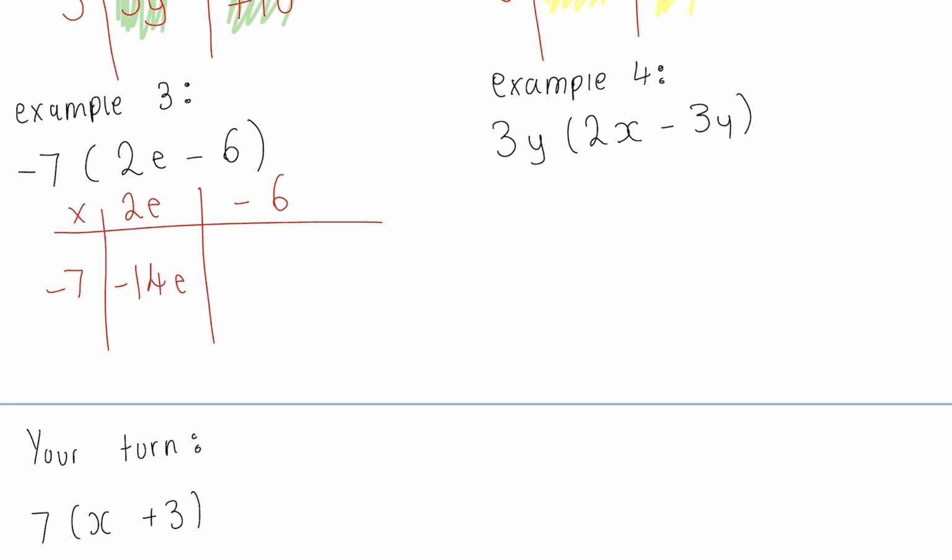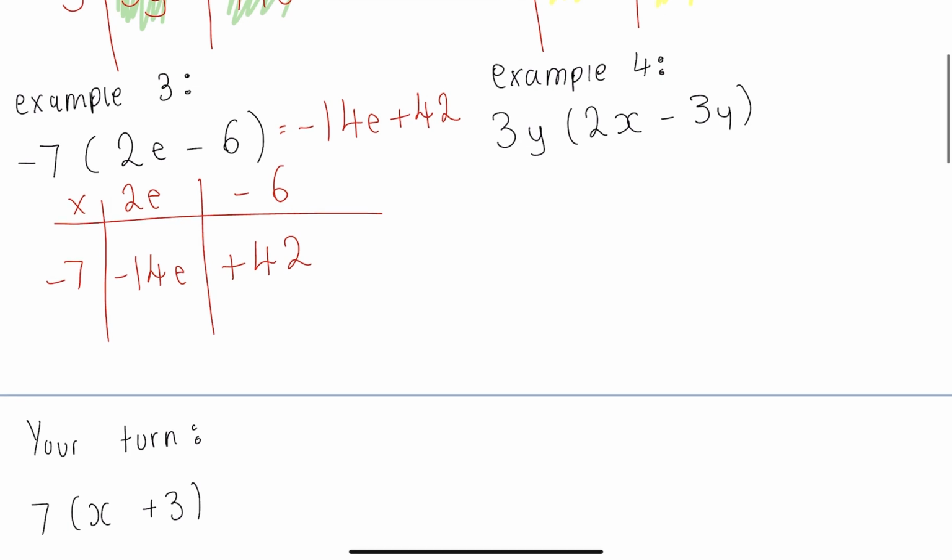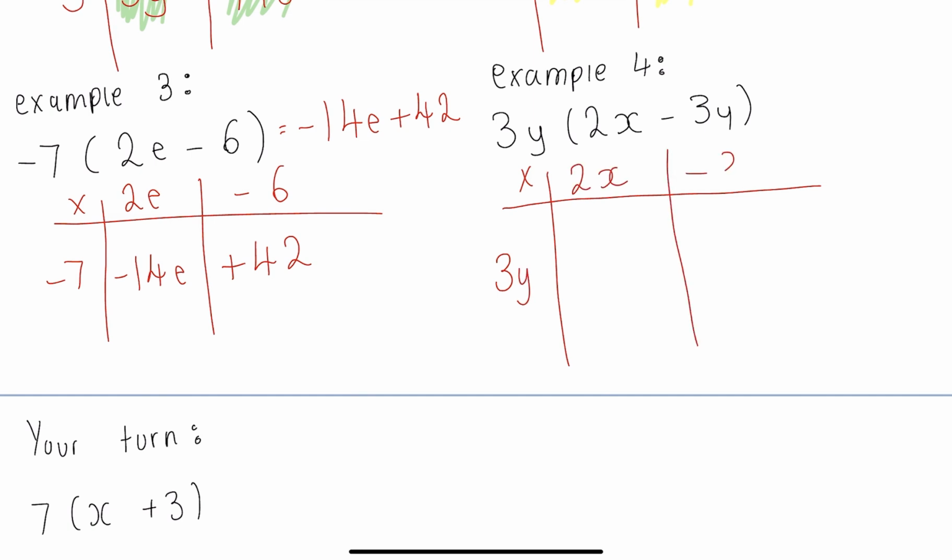Now be super careful here. Remember, two negatives make a positive. So it's going to give me positive 42. So my answer here is minus 14e plus 42. Now with this next one, we're doing exactly the same thing. Putting what's on the outside here, and then inside I've got a 2x, and then I've got a minus 3y.